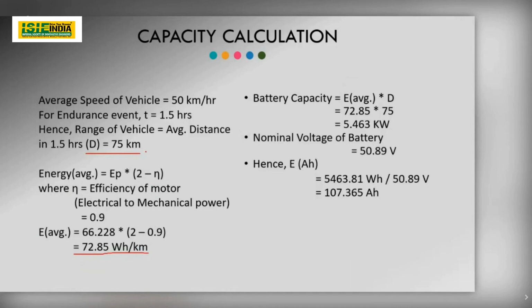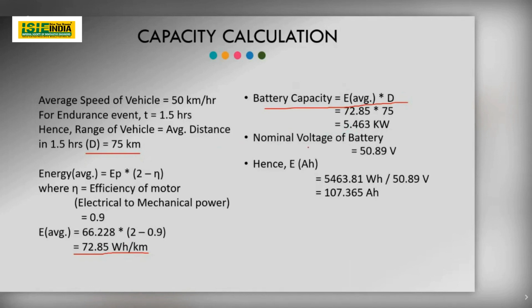So we know that energy is equal to capacity upon work done. Thus, capacity is equal to energy into work done, or the distance. So capacity is equal to energy into distance, which is equal to 72.85 into 75, using the data calculated before. Thus we get battery capacity equal to 5.463 kilowatt hour.